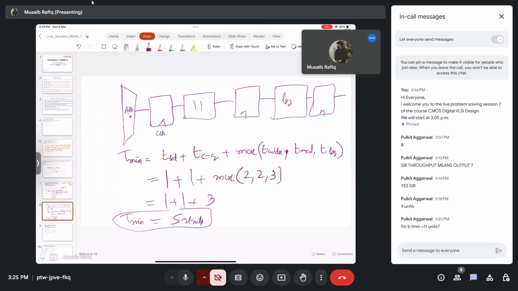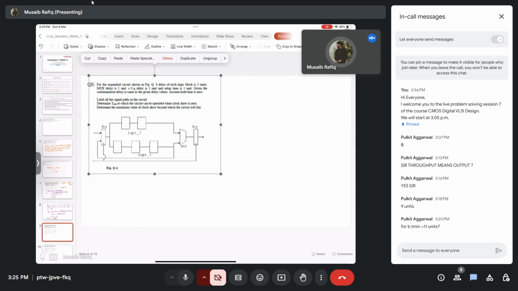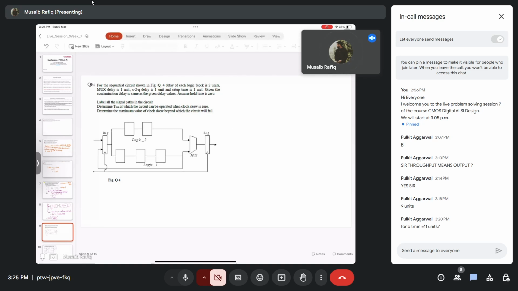Now let's talk about the question given in question number 5. It states that for the sequential circuit shown in the figure, the delay of each block is 2 units. Mux delay is 1 unit. The clock to Q delay is 1 unit, and setup time is 1 unit. Given the contamination delay is the same as the delay values, assume hold time equal to 0. So we have three parts here. Number 1, we have to label all the paths. Number 2, we have to determine T min at which the circuit can be operated when clock skew is 0. And number 3, we have to determine the value of clock skew beyond which the circuit will fail.